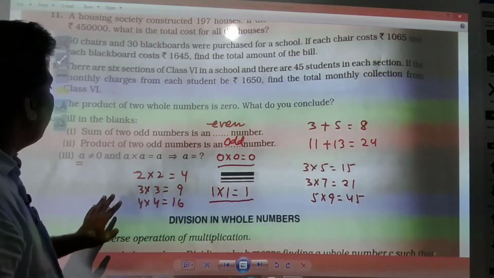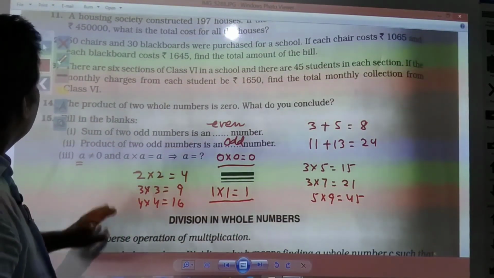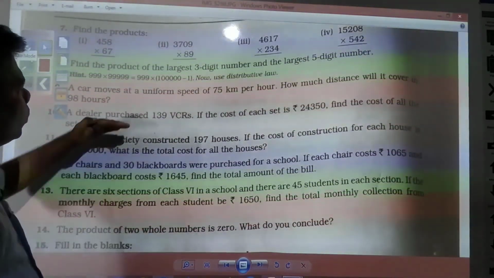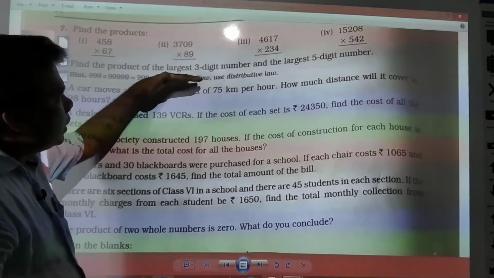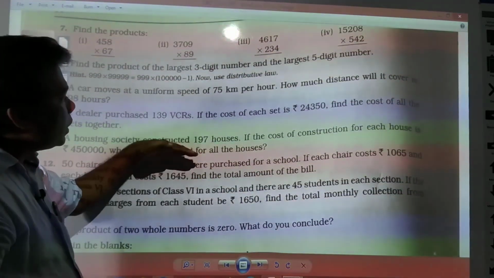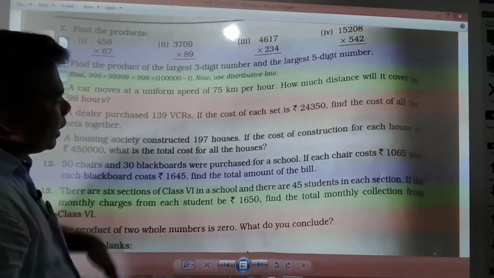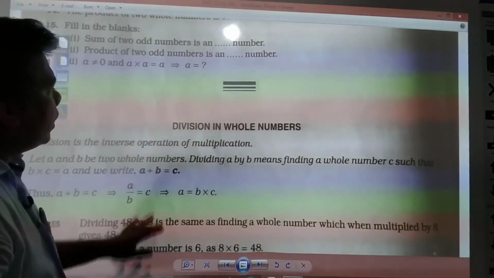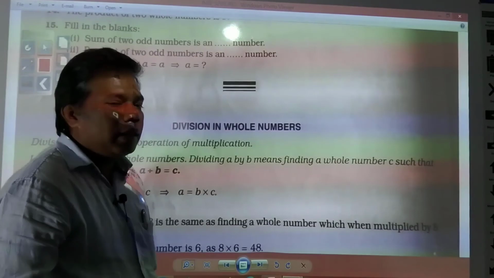So in this way we have completed this exercise, and I hope you have understood, and you must do practice. All these questions must be there in your notebook, and you must practice by solving them by yourself. And next day we will start division in whole numbers. Until then, thank you.